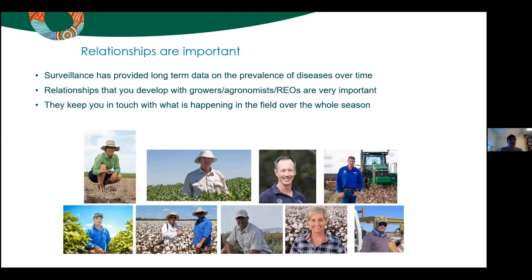And lastly, we do a lot of surveillance and we see all our common diseases, but it's actually been the relationships with the growers and the agronomists and our REOs that have been the most important for us to actually discover these new things. So they're in touch with what's happening throughout the whole season. And if we hadn't had this really good network, we would not have heard about all of these things, or at least some of them, which are obviously having a big impact on the cotton industry and require funding and research to manage them.